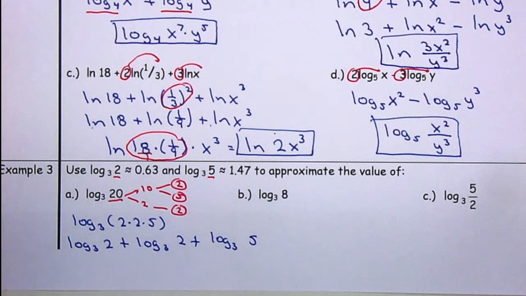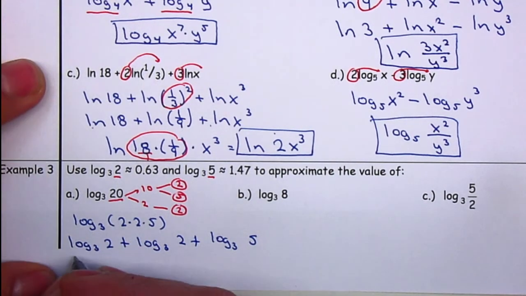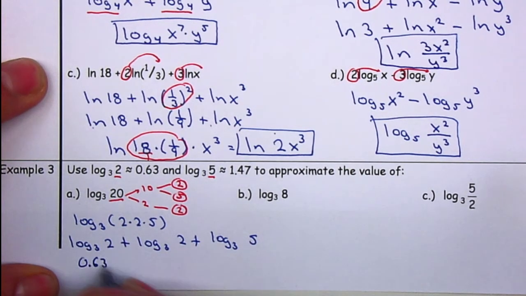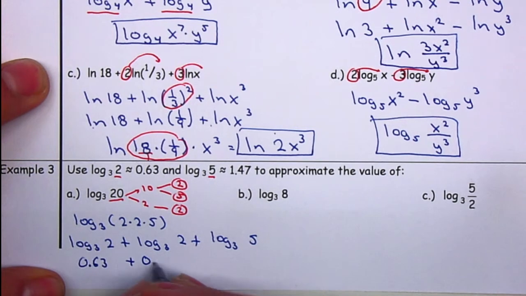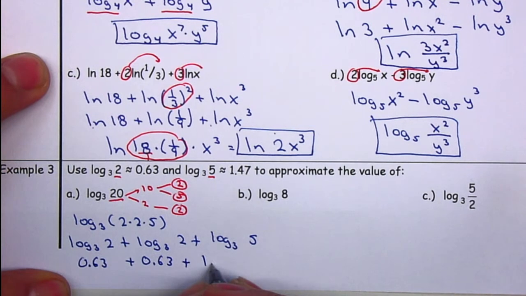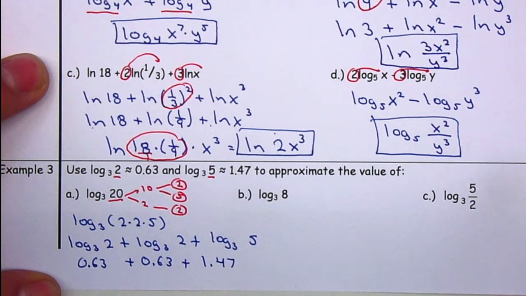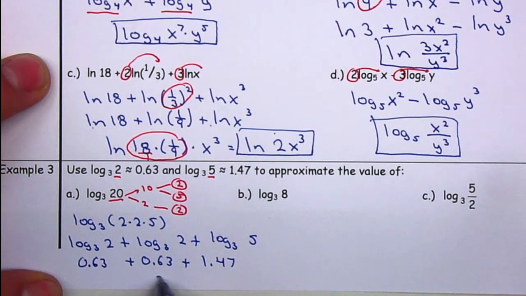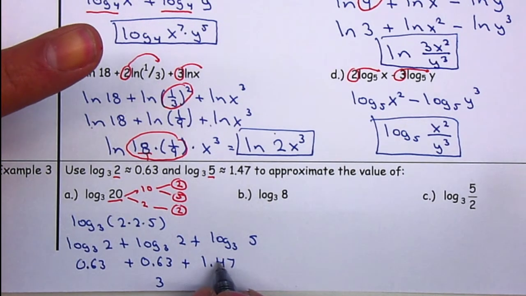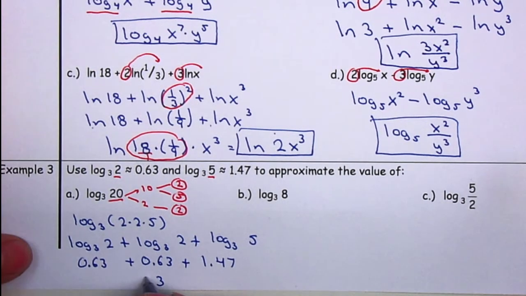Now, we can substitute those values. The log base 3 of 2 we know is 0.63. Same thing for this one. And for the last one, log base 3 of 5 is approximately 1.47. I'm going to add them. 3, 3, 9, that's 13. We carry a 1. 6, 12, 16, 17, and we carry 1. So it'll be 2.73.